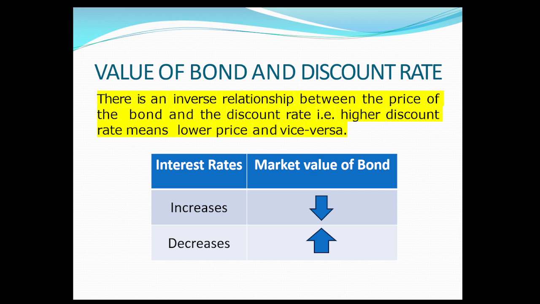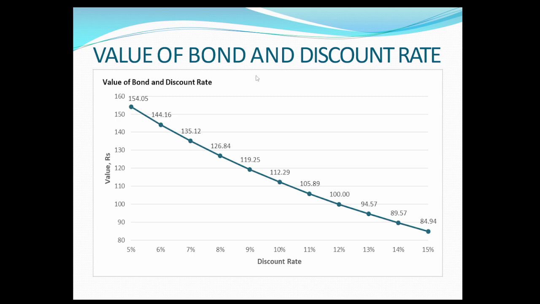Now we did discuss the graphical representation. In this graph, you can check that when the rate of interest is 12%, the value of the bond is 100 rupees. This graph does not belong to this question; it is a separate graph. If the rate of interest increases in the market, the value of the bond is decreasing, and if the discount rate is decreasing, the value of the bond is increasing.